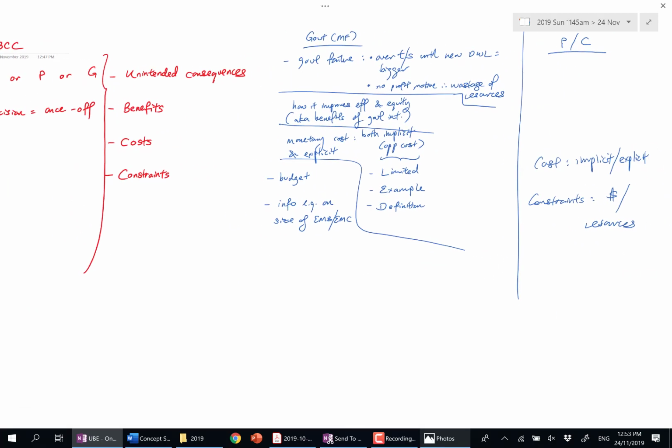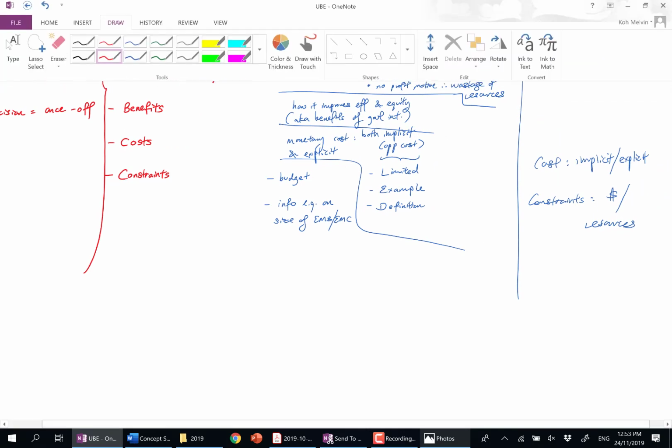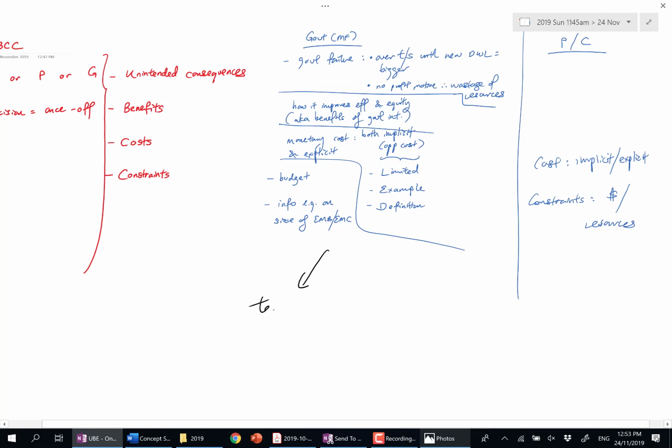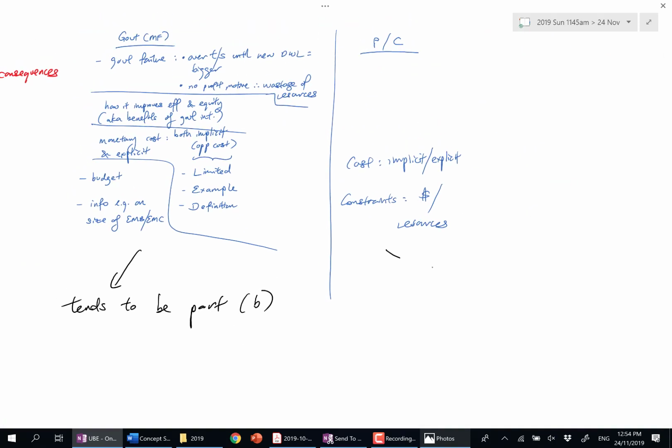If it's about government, it tends to be part B. Why? You realize in the body, you're actually talking about how the policies work and how to evaluate, how to talk about limitations of the policies. That tends to be part B. Producer or consumer tends to be part A.